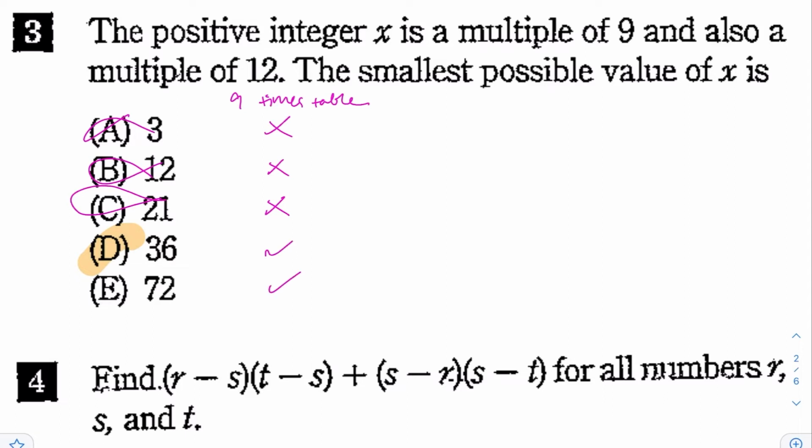36 and 72 are both in the 9 times table, but you also want it to be part of the 12 times table. So here, both 36 and 72 are, but you want the smallest one, so it's going to be choice D.